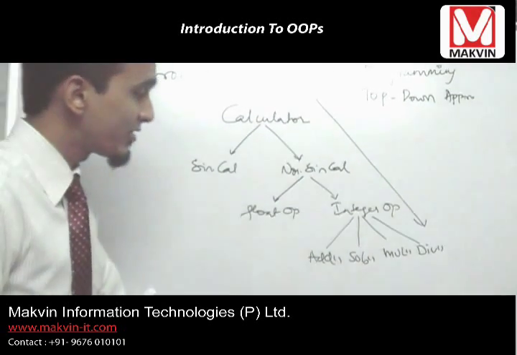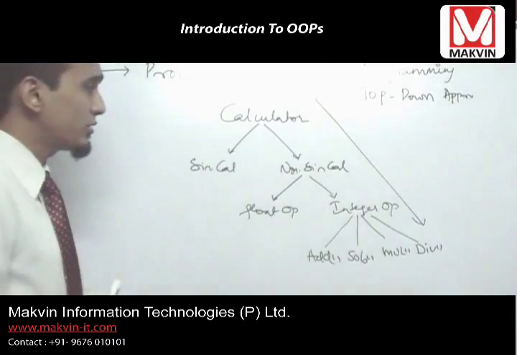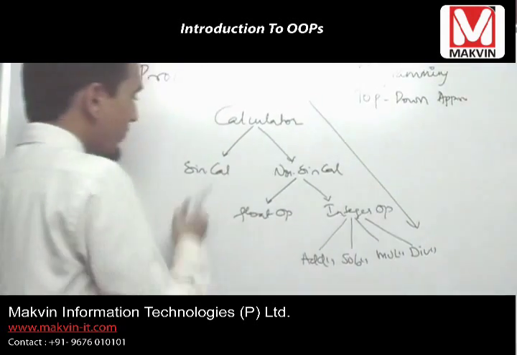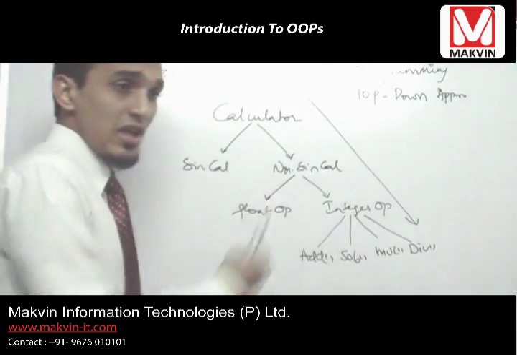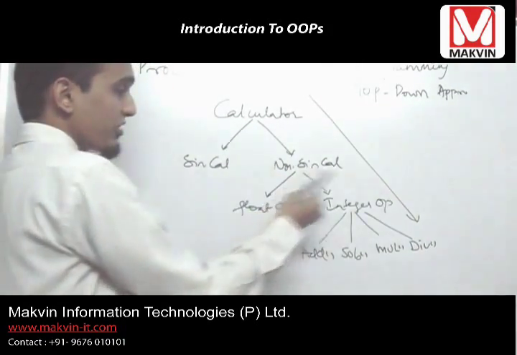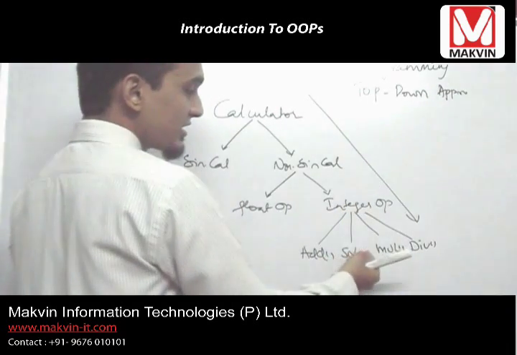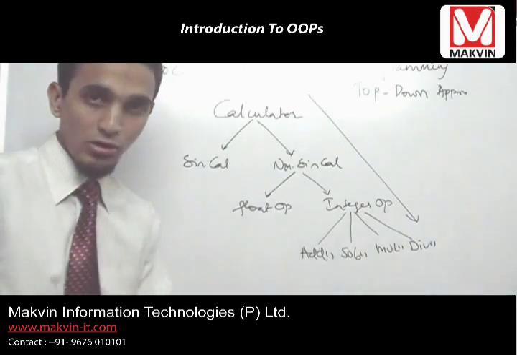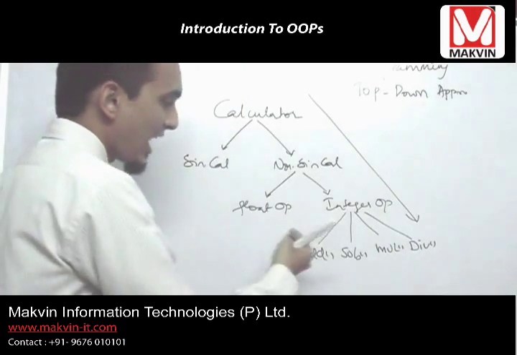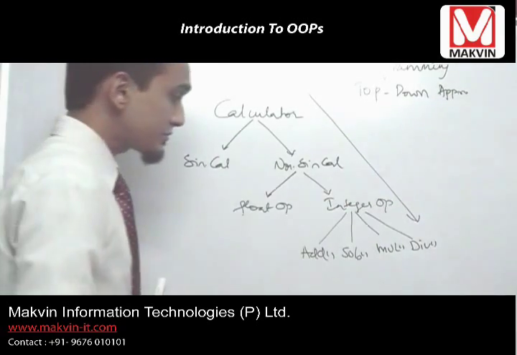See how we say that debugging is easy, because now if I get an error, I can find out in what module the error is. Is it in the scientific calculator or in the non-scientific? If non-scientific, is it the floating operation or integer operation? If it is integer operation, is it the add method, subtract method, multiply method or divide method, or we can also call it a procedure. Is it the add procedure, subtract procedure, multiply procedure, divide procedure?